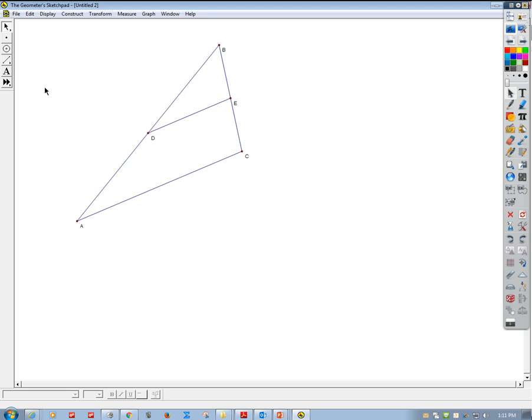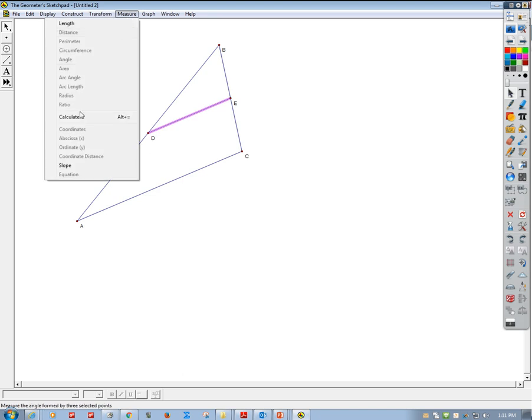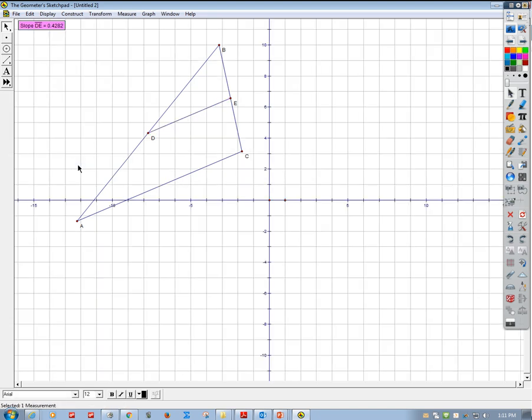Yes, ma'am. DE would now be parallel to AC. Ah, okay, let's check that. It looks like they'd be parallel, doesn't it? Let's check that. So we can do that too. Let's go ahead and calculate a slope. Measure the slope. Oops, I don't want to do that. It always does that for some reason.